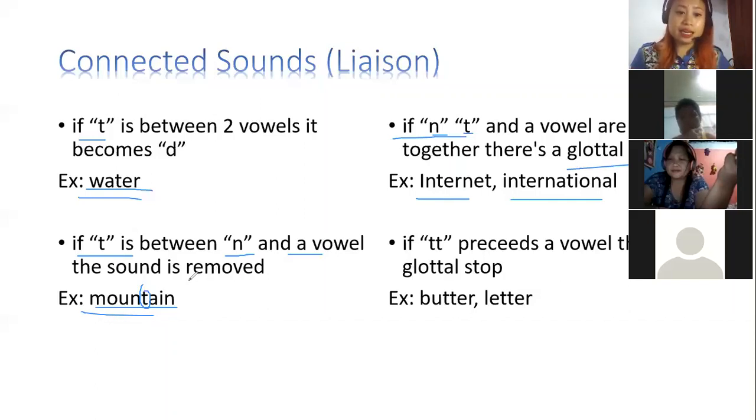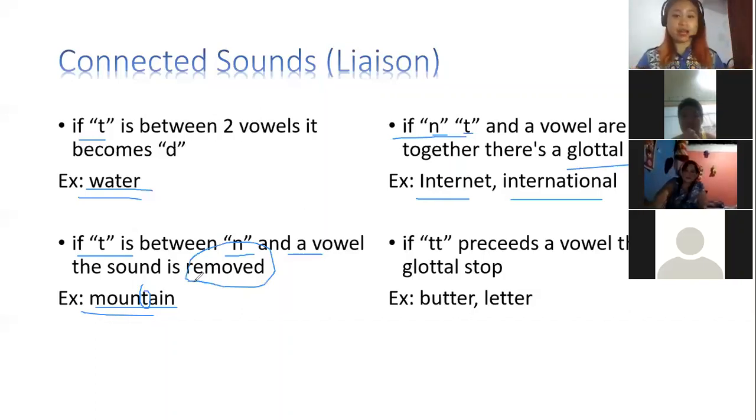Not TH, silent. Because we said if T is between N and a vowel, it is removed. It's not there anymore. The T sound is not there. If it's between letter N and a vowel, the T is not there. It's poof, it's gone. So you say internet, international, inner. Silent T. Okay, let me hear you say it one by one. Let's start from Sheena.